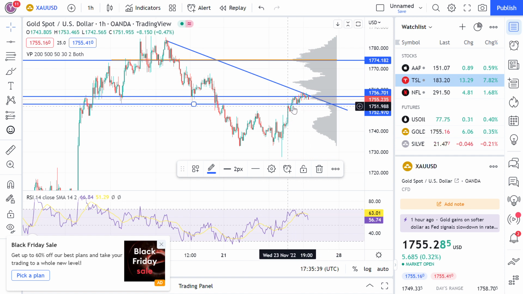area, it seems to have the maximum touches, which is like 1 2 3 4 5 6 7 8 9 10 11 12 13 14 15 16 17 18. So this area also shows that it is a maximum touches area which can act as a support at this point of time. Which will be around 1752, which is $3 below the current market price.